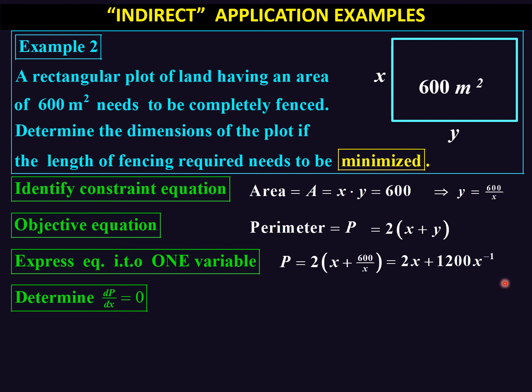Let's use this notation here, dp/dx. Or you could also use, what else could we use? P prime as well. So I have 2 negative 1200 x to the negative 2. That is equal to 0. Solve that. Be careful, this is not a linear equation.